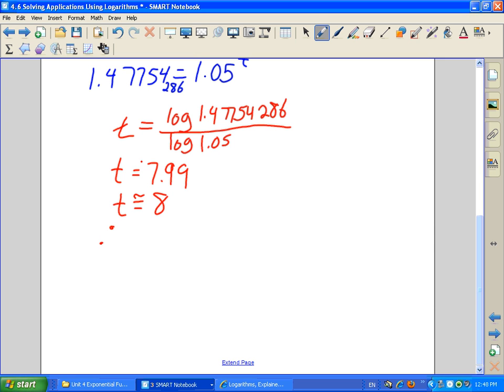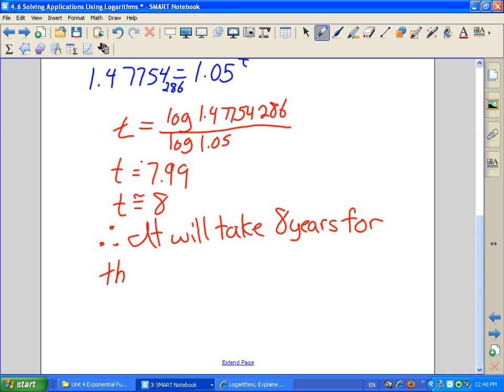So therefore, it will take 8 years for the investment to reach a value of $5,171.09.